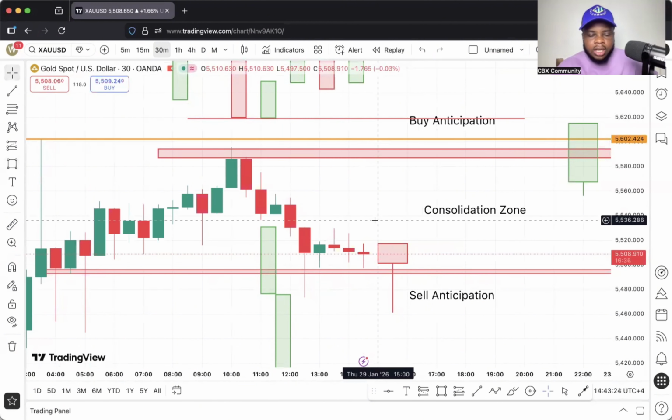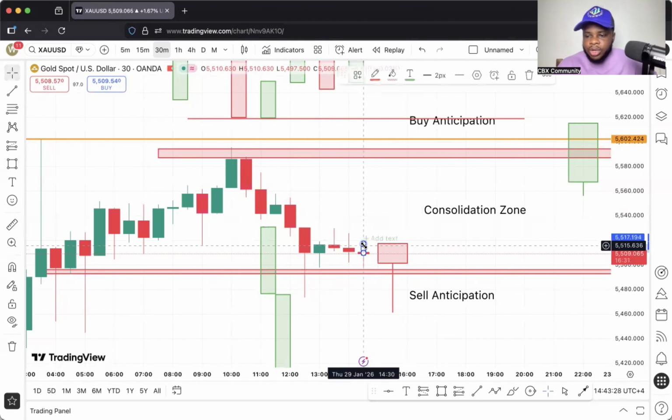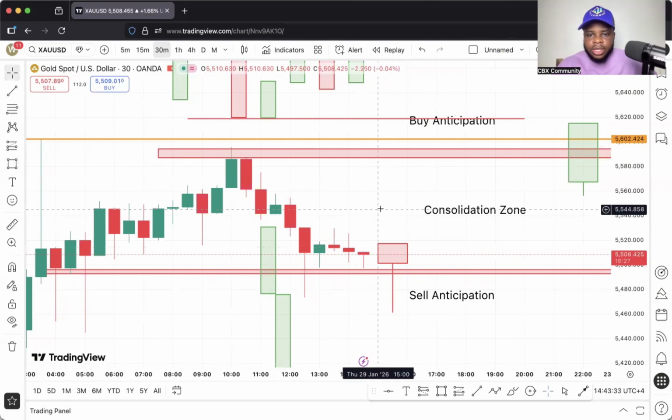But I'm going to tell us if it is the right time for us to take a position. So for now, we don't need to do anything since this candle hasn't created a wick. So let's wait and see.